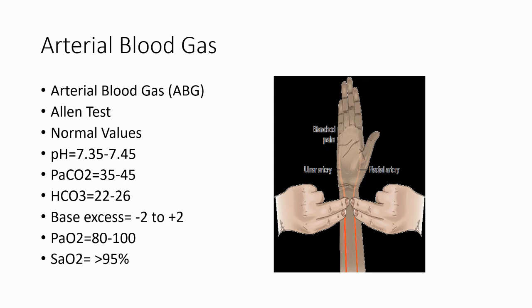So arterial blood gas can be collected from the radial, brachial, or femoral artery. Generally, a respiratory therapist or trained nurse can obtain ABGs from the radial and brachial artery. The collection from the femoral artery is usually performed by a physician or an advanced practice nurse.